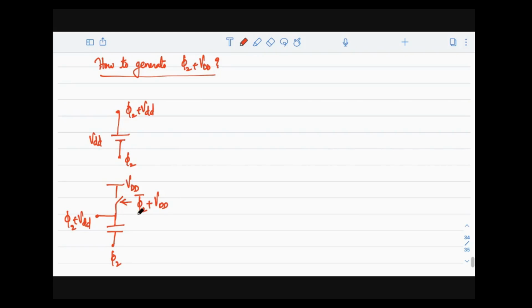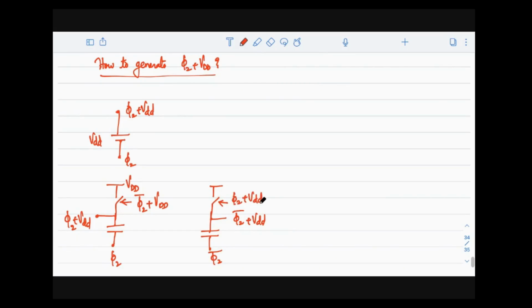Now, how to get phi 2 bar plus VDD? If you look at this, you have phi 2 bar, and from phi 2 bar, if I can generate phi 2 bar plus VDD, again by connecting this to another switch, I can actually get phi 2 bar plus VDD here. Now, how is this possible? Well, I have a switch which can be turned on and off with a voltage of phi 2 plus VDD.